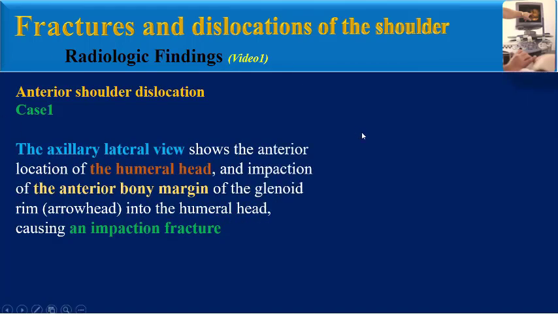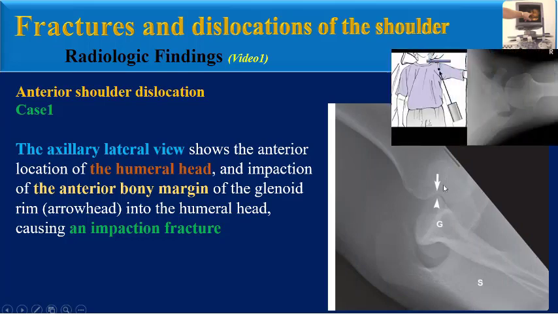The axillary lateral view shows the location of the humeral head is out of the glenoid fossa. We can see here the normal axillary lateral view, in which the humeral head is in the glenoid fossa, but here the glenoid fossa is empty. Also, we can see impaction of the anterior bony margin of the glenoid ring into the humeral head, causing an impaction fracture.